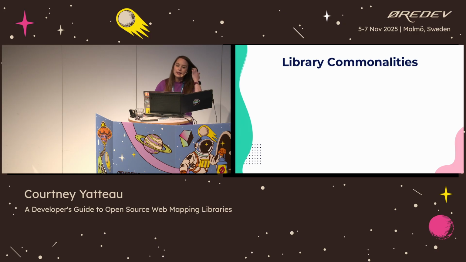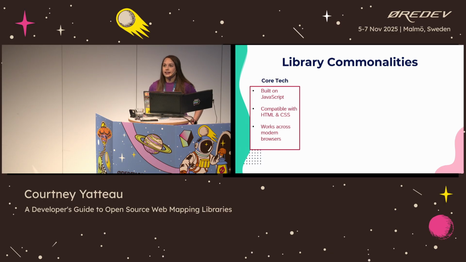All right, let's look at some library commonalities. We're getting close to our demos soon. So the first thing is the commonalities between the two libraries, and I haven't mentioned the two libraries yet, I'll get to that in a minute. But the commonalities among these two major ones that we'll be looking at is they are built on JavaScript, and so they are compatible with HTML and CSS. And of course, they're going to work nicely across all of your different modern browsers.